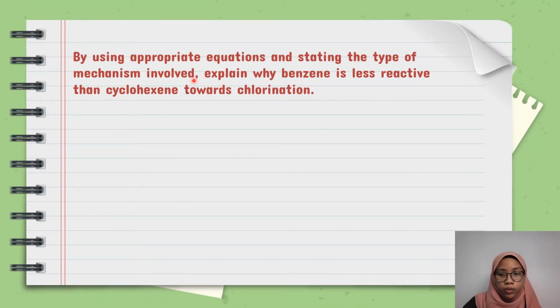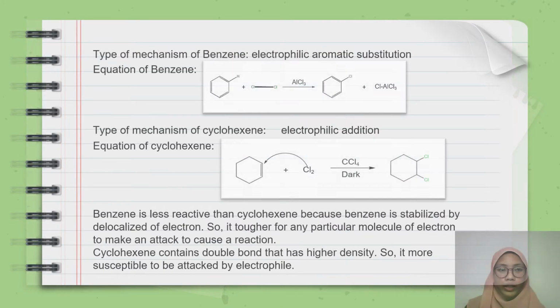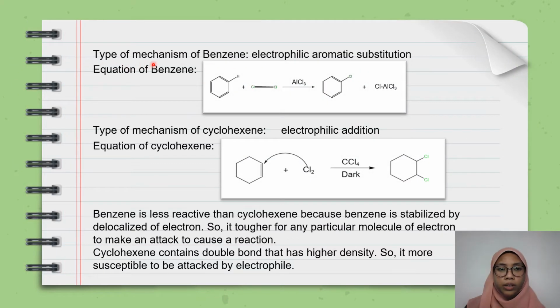For the first question, the question asks to state the type of mechanism involved and explain why benzene is less reactive than cyclohexane towards chlorination. For benzene, the type of mechanism is electrophilic aromatic substitution, while for cyclohexane, the type of mechanism is electrophilic addition.